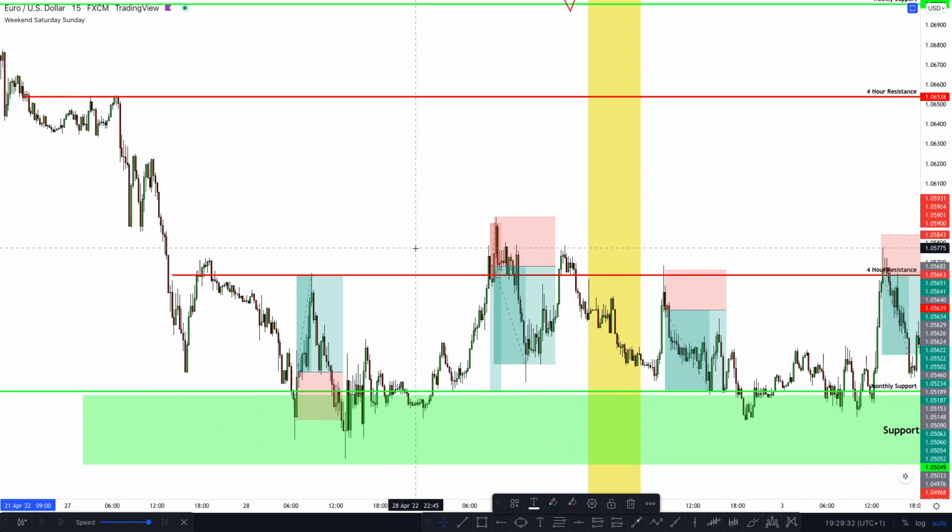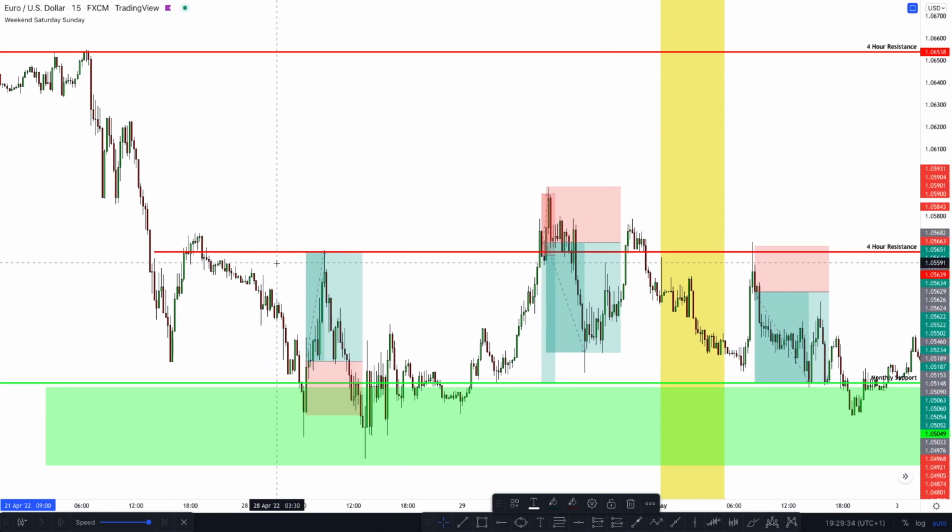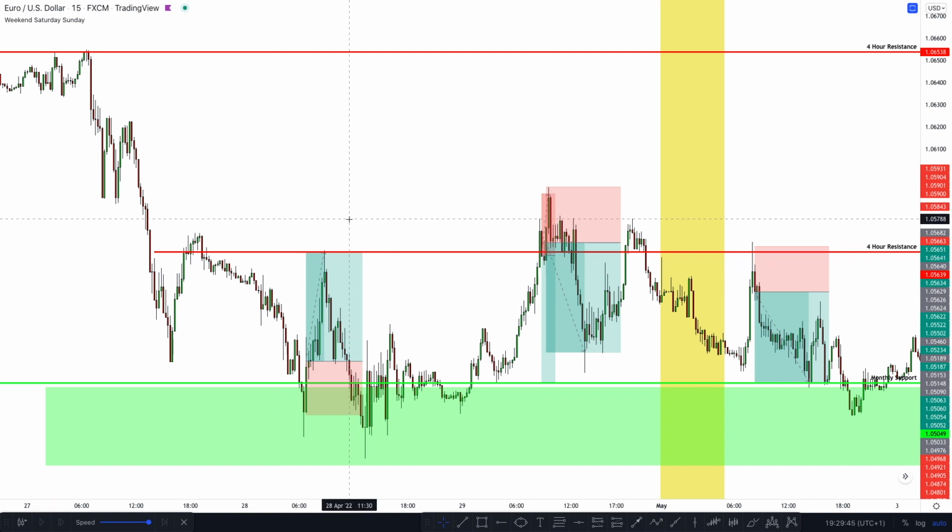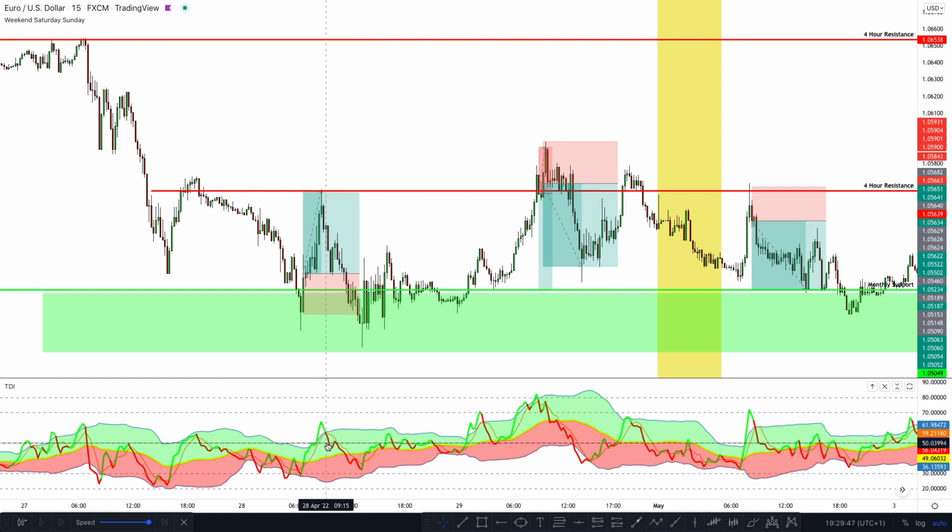What we're going to be doing here is so simple. You go to your higher time frames, you draw your support and your resistance. I've shown on a previous video how you can actually do this. So the link for that will be right up here on the screen. And all you're going to need is your TDI. So let's go into the settings for the TDI.